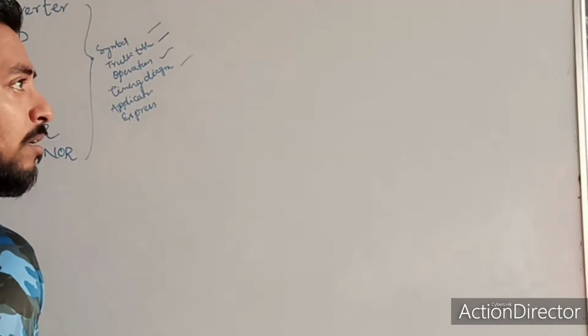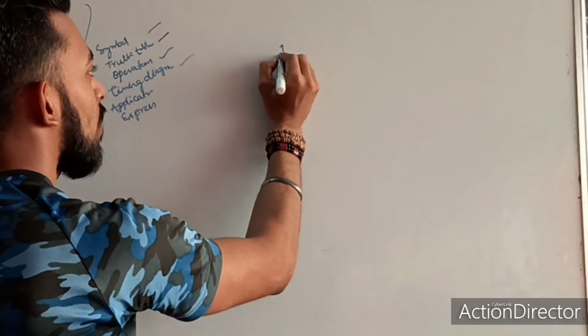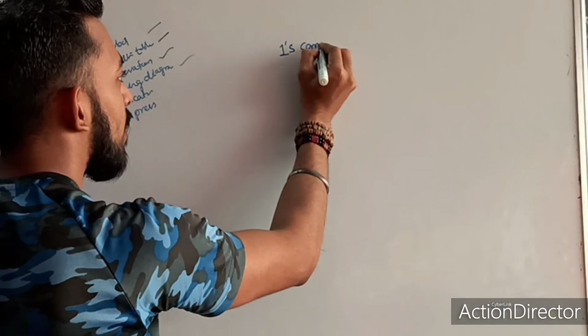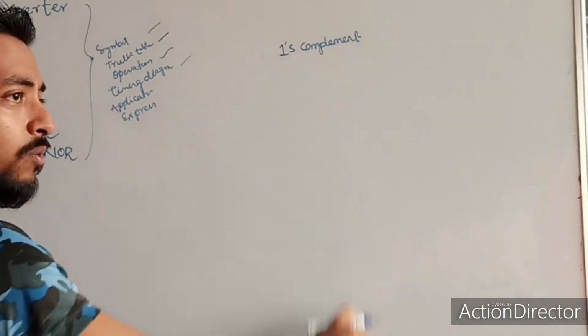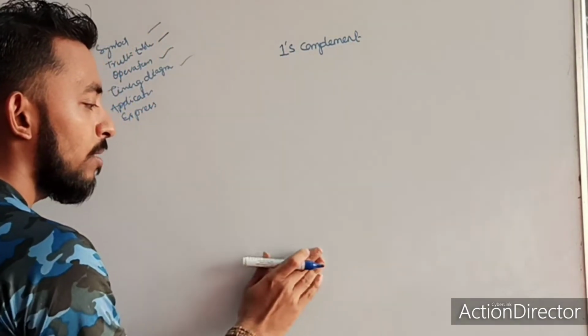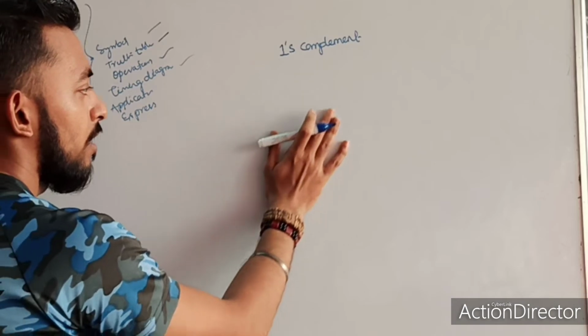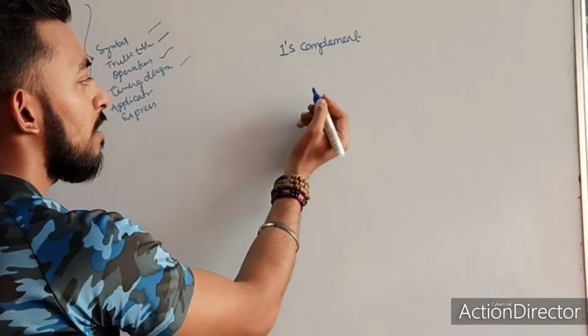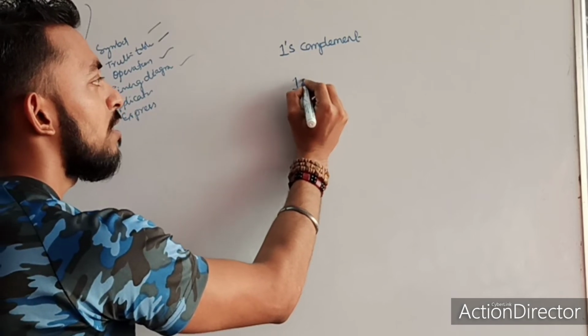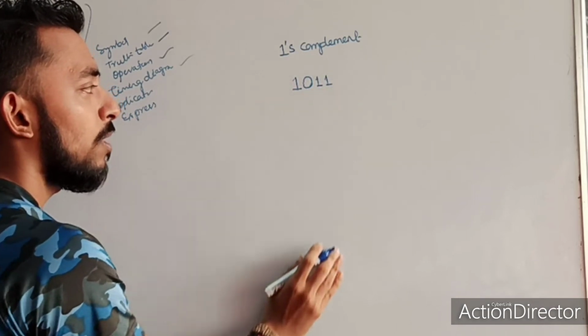One application of this inverter is nothing but ones complement. By using the inverter we can get the ones complement. What do you mean by ones complement? It is not there in your syllabus, but let me tell you, since it came into the picture. Ones complement means, suppose this is a binary number that is given, 1011.